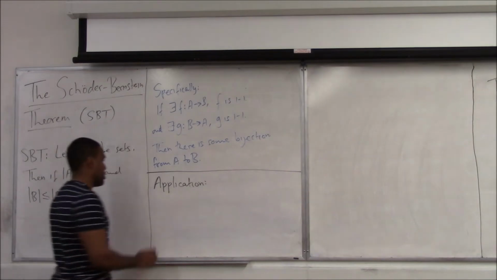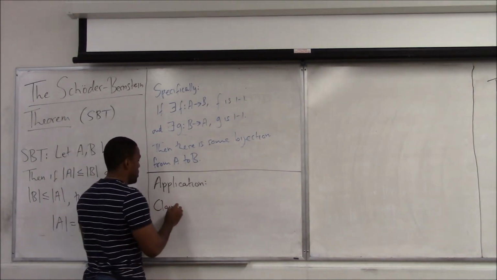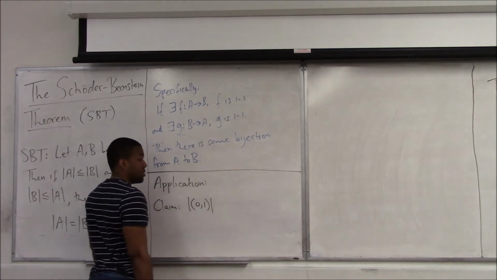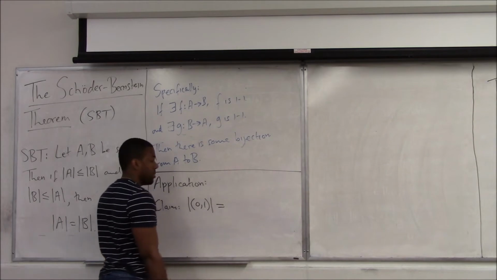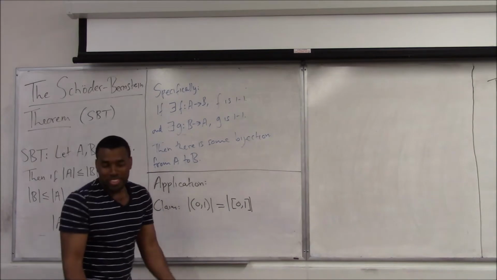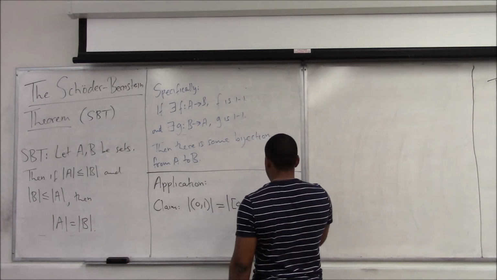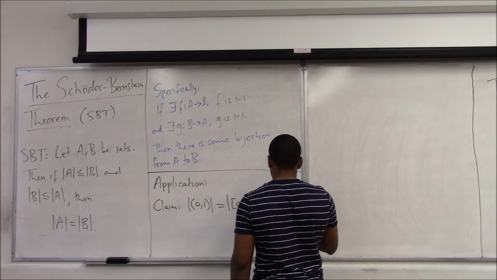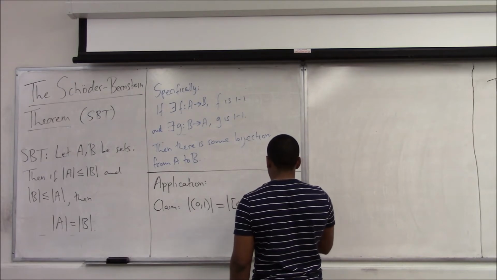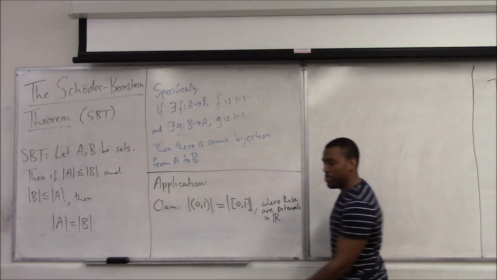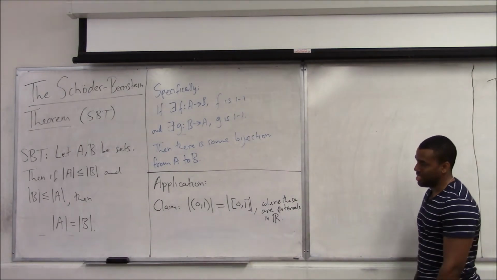So, the claim is the following. The size of the open interval is actually exactly the same as the size of the closed interval. Kind of would make sense if you think about it, where these are intervals in R. Okay, kind of makes sense. You're throwing in two more people. It shouldn't change the size of the infinity.